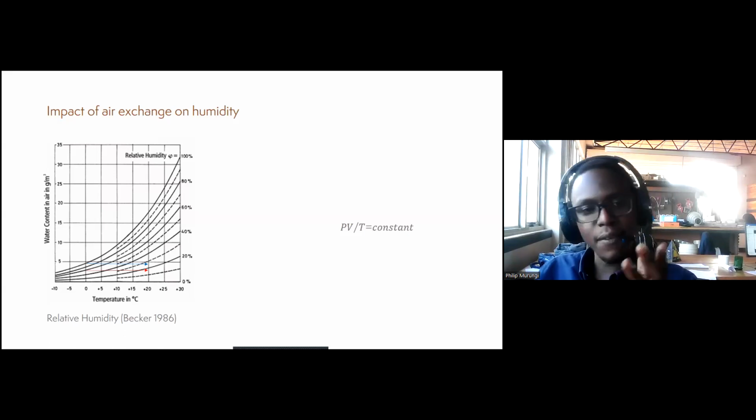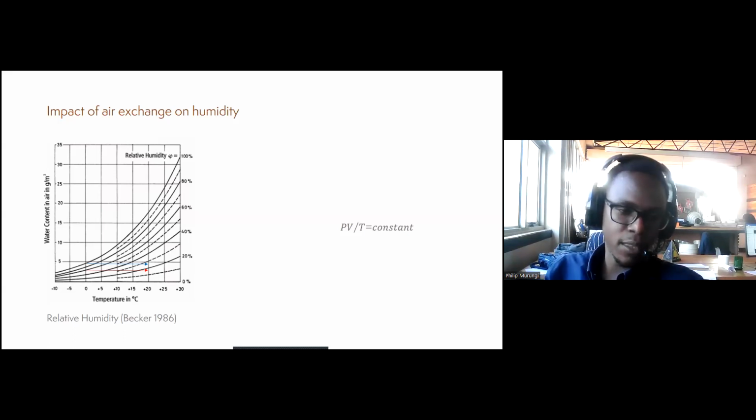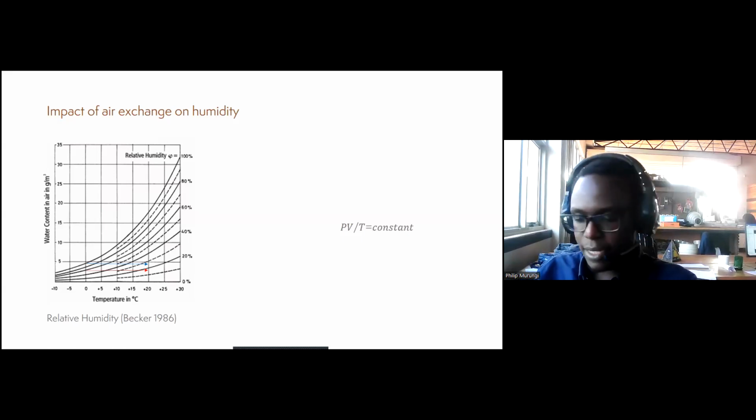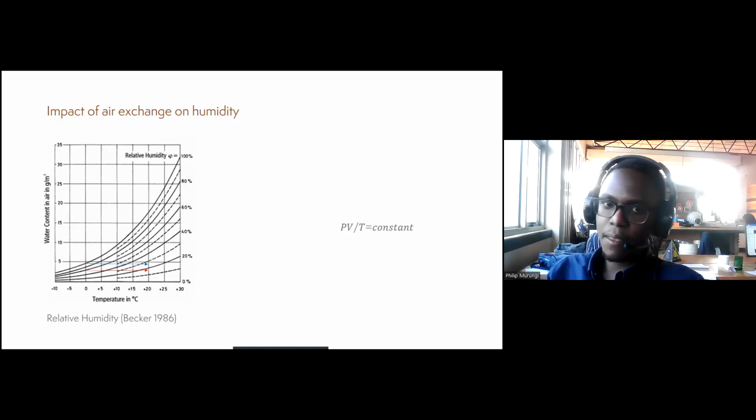Even if you look at the blue arrow on the graph, even if the humidity was at 100% at 0 degrees, and it came into a room at room temperature, it would still drop from 100 to less than 30%. So in both cases, it becomes necessary to raise the humidity as soon as possible in order to maintain a healthy and comfortable condition inside the room.